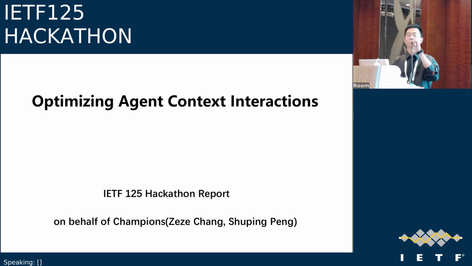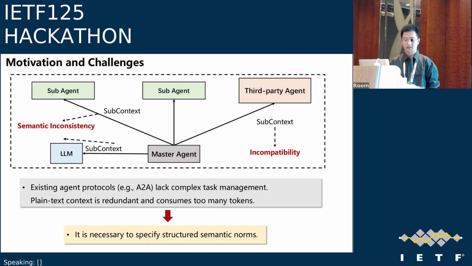Good afternoon, everyone. I'm Zize Chang, and I'm presenting on behalf of the champions, me and Shuping Peng. I'm very happy to share our Hackathon project, optimizing agent context interactions. So why are we doing this? Today, a lot of agent protocols like Google's A2A transmit plain text information. And this wastes too many tokens and lengthens the long task execution time.